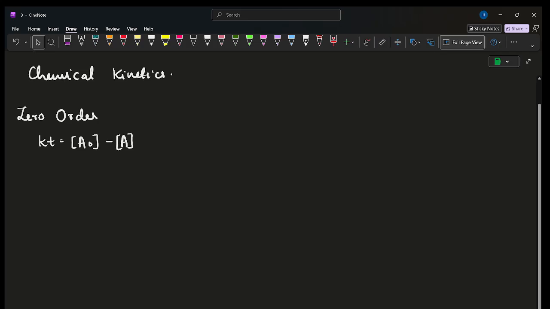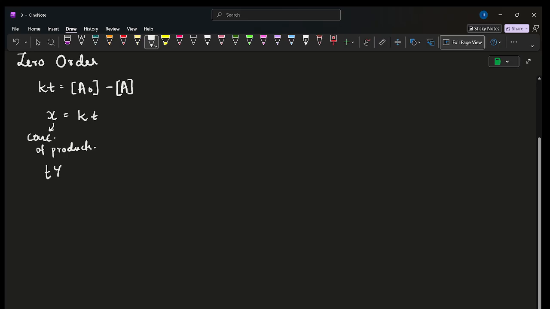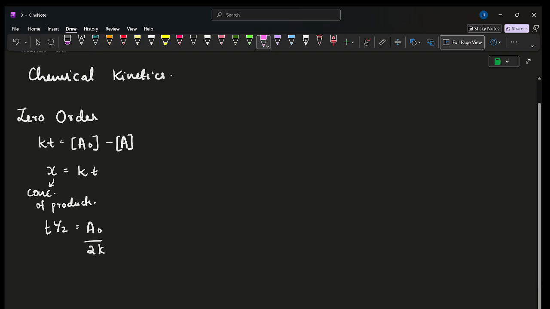And you also have formulas like x is equal to kt, and x is basically with respect to the concentration of products. And if you also talk about half-life period, you have t half as a naught by 2k. So I'm sure you remember these kinds of formulas, right? Now let's dive into the diagrams.